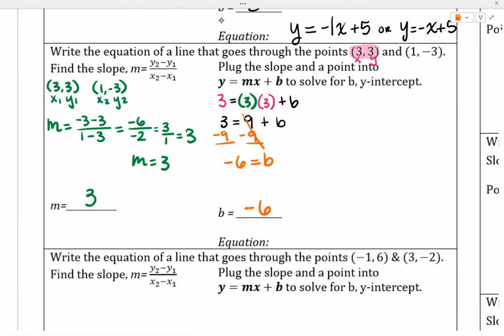And so our equation will say y equals m, which is our slope, 3, x, and then b is -6, so -6.